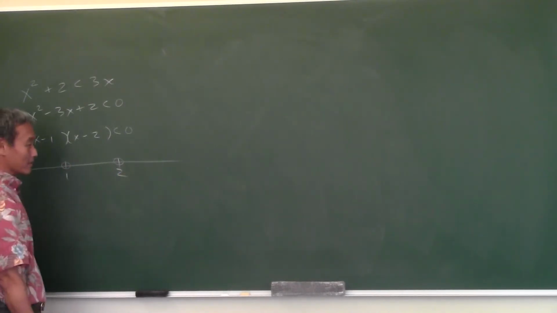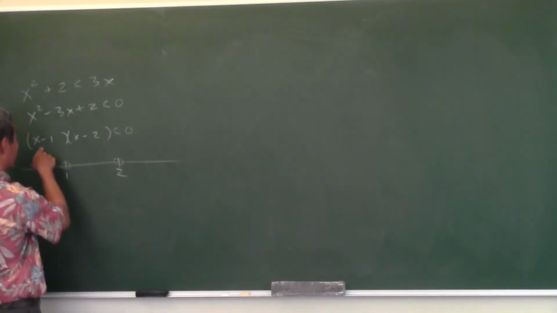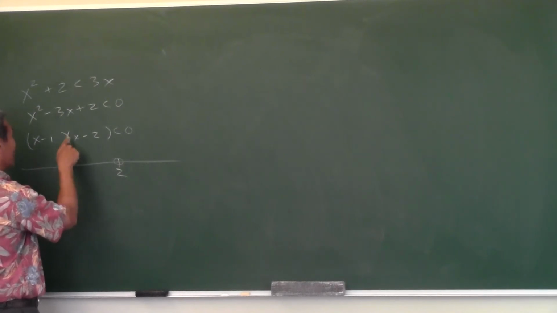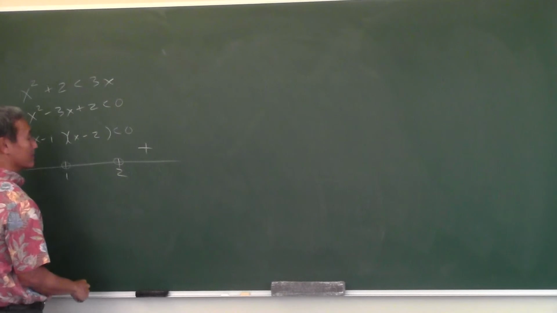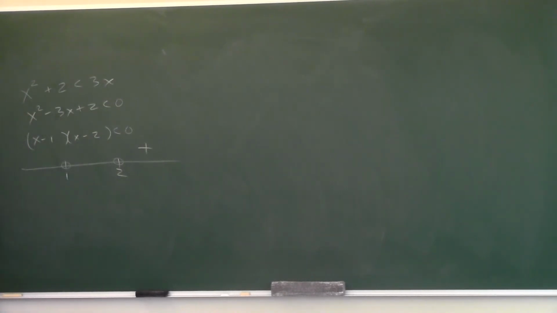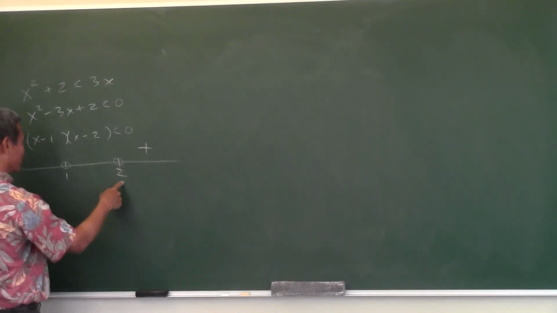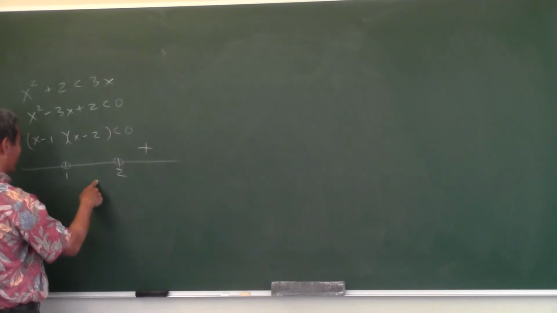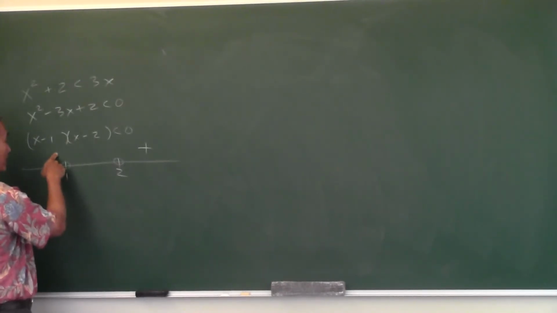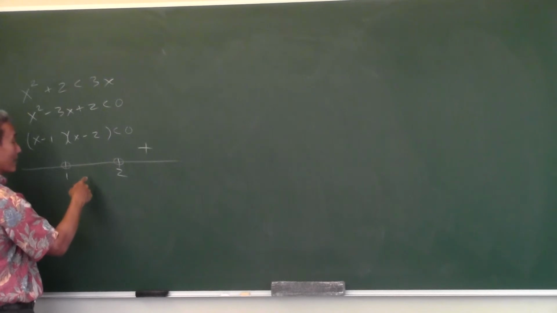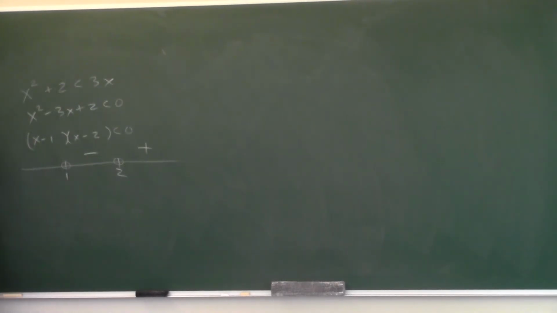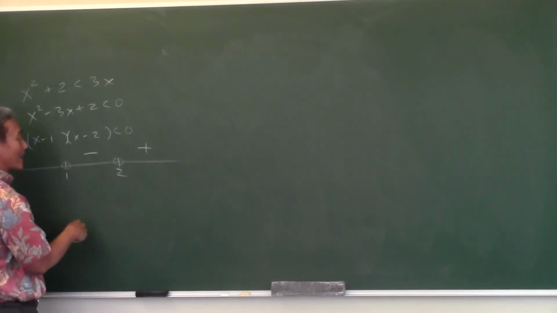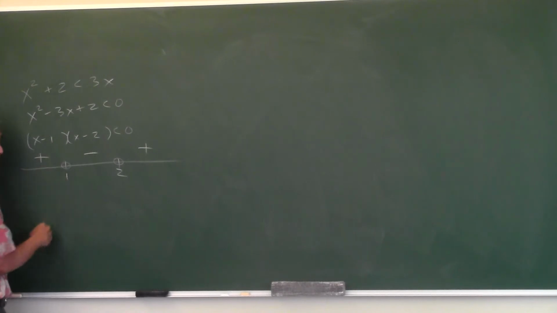Think of a number bigger than 2. 3, plug it in. 3 minus 1, positive. 3 minus 2, positive. Positive times positive is positive. Does this sound familiar? Okay, think of a number between 1 and 2. 1.5 minus 1, positive. 1.5 minus 2, negative. Positive times negative is negative. Think of a number smaller than 1. 0 minus 1, negative. 0 minus 2, negative. Negative times negative is positive.